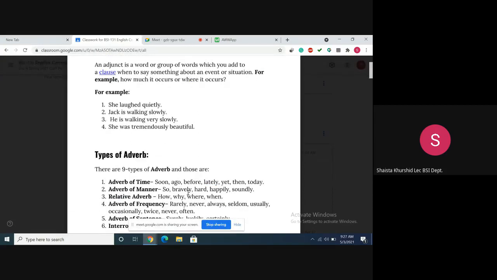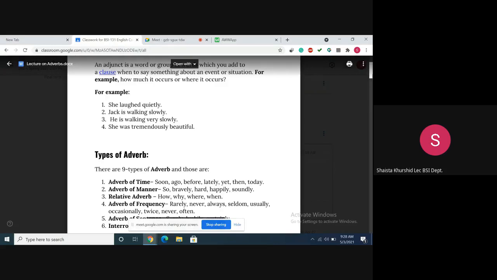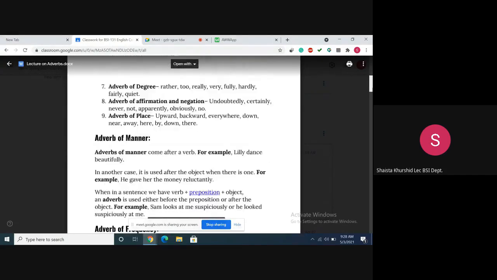Types of adverbs: there are 9 types of adverbs, and there can be more as well. When you search on Google or pick any grammar book, you will see there are a lot of types and categories of adverbs. Today I'm going to discuss only 5 types, like adverb of time, adverb of manner, adverb of frequency, and adverb of intensity. The rest of the 9 types can in one way or another be put into these categories. But there are actually 5 main categories of adverbs, and we are going to discuss them in detail.